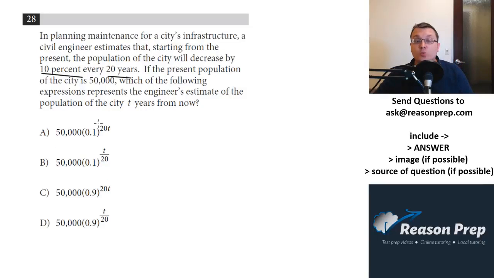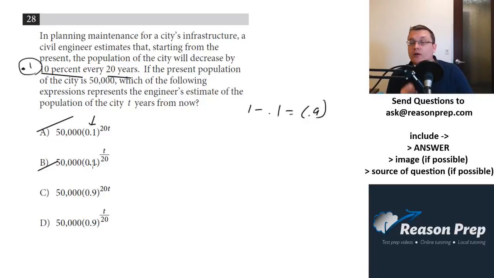And the first thing is what number goes in here. Very important. This is going to be 1 plus the percent as a decimal if it's an increase, or 1 minus the percent as a decimal. So since this is decreasing by 10%, or 0.1, what must be in the parenthesis is 0.9. So right away, A and B are gone. We're down to C and D. Now the other difference here is what's in the exponent.